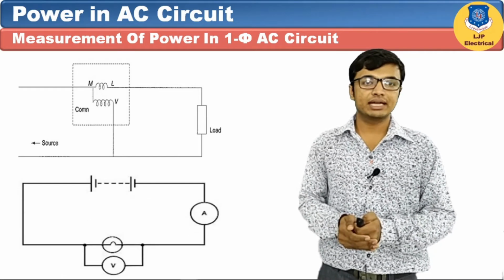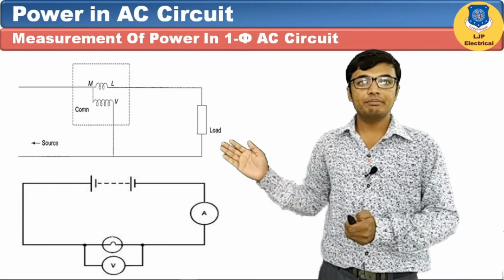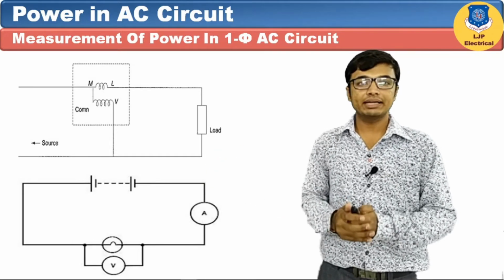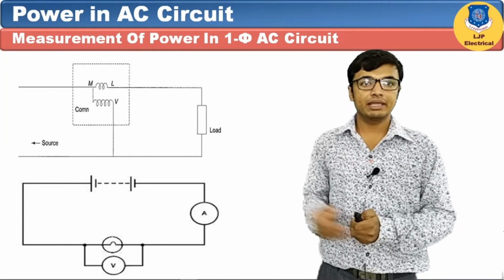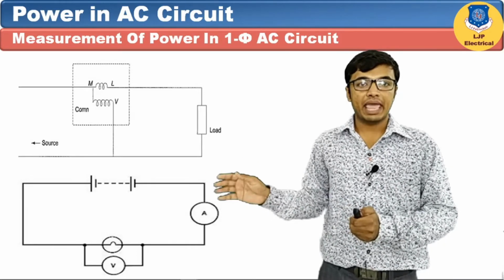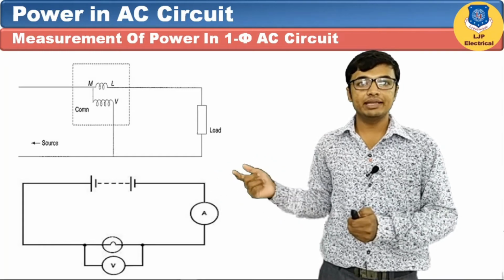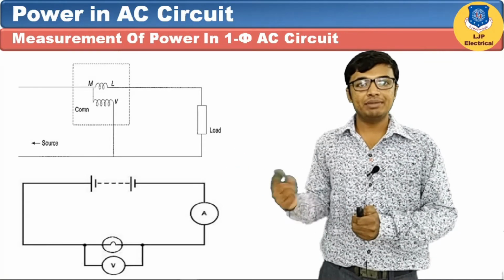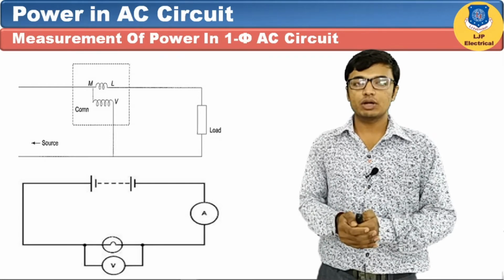Let's see the second method, that is voltmeter and ammeter method. According to this method, we have one battery source and one load; we have considered one lamp as a load. We have connected one ammeter in series with the supply, and one voltmeter across the lamp. This voltmeter will give reading according to the voltage drop across the lamp, and this ammeter will give reading according to the current passing through this circuit. If you put the readings of voltmeter and ammeter in the power equation, that is P is equal to V into I, it will give us the measurement of power.